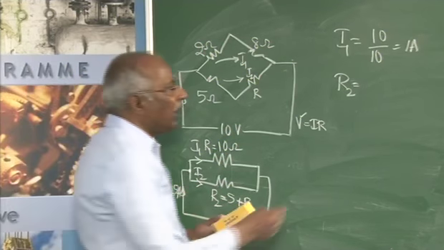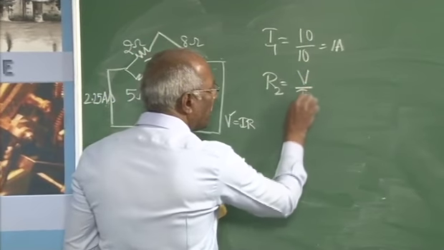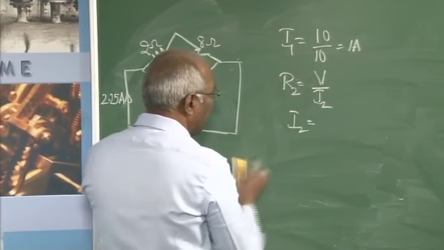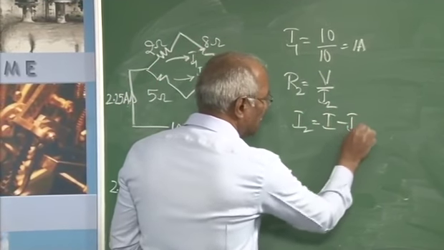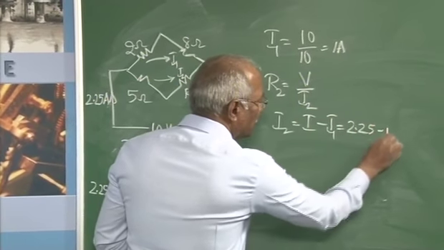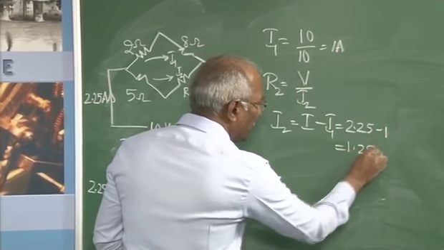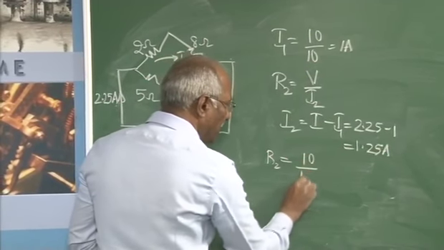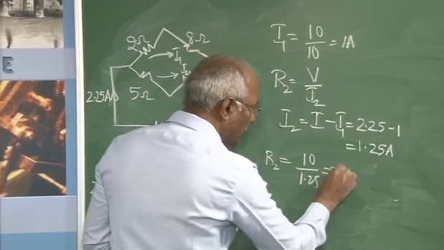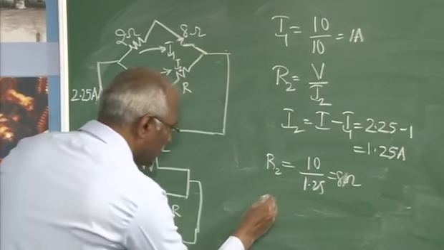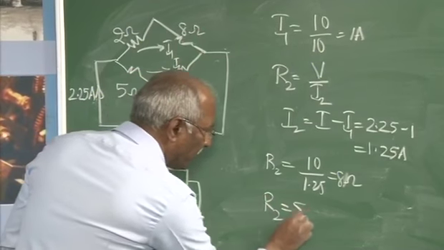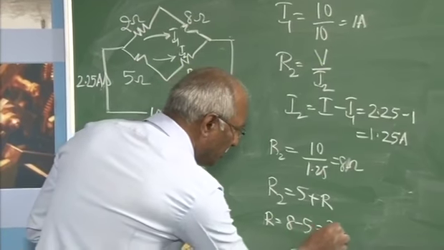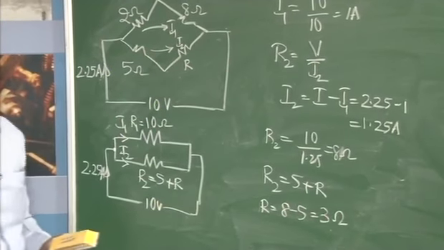R2 is equal to V by I2, where I2 is equal to I minus I1. So, this is 2.25 minus 1 comes to 1.25 amperes. Obviously, R2 will be equal to 10 divided by 1.25 comes to 8 ohm. As R2 is equal to 5 plus R, R will be equal to 8 minus 5 comes to 3 ohm. It is quite a simple problem.